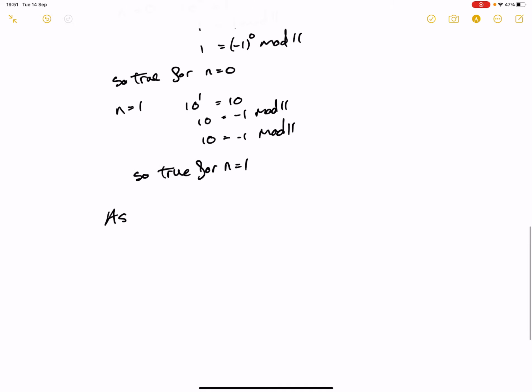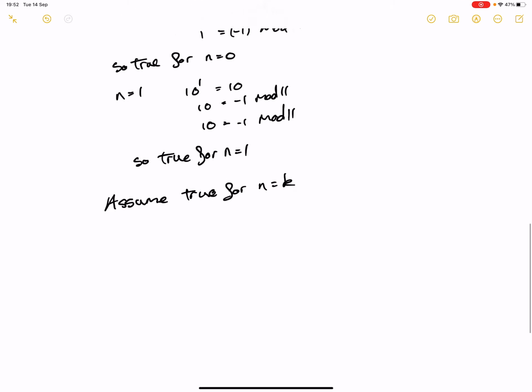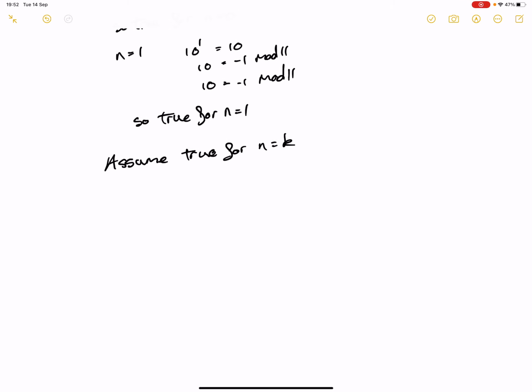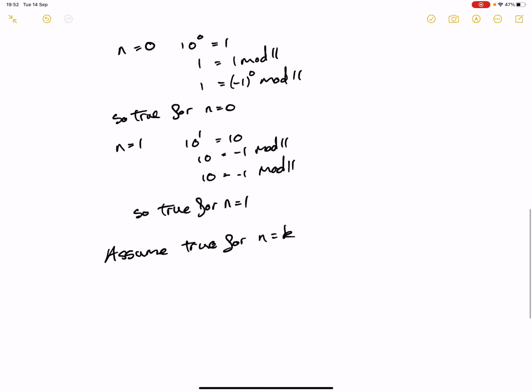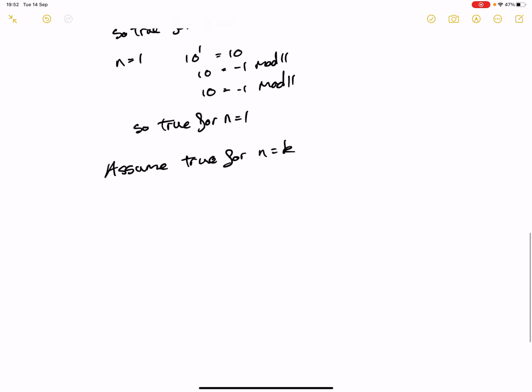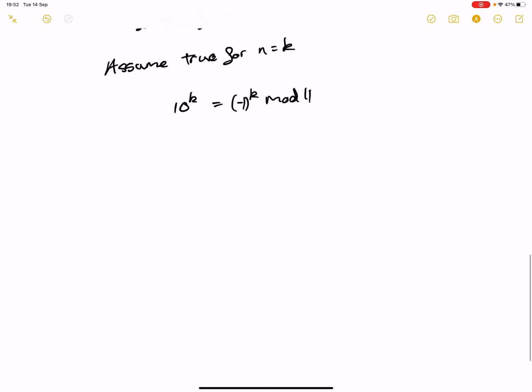I'm going to assume true for n equals k. I just like k, that's why I'm using k. So we have that, let's look at our expression. The expression we're assuming true is that 10 to the k is equal to minus 1 to the k mod 11. And we're going to try n equals k plus 1.